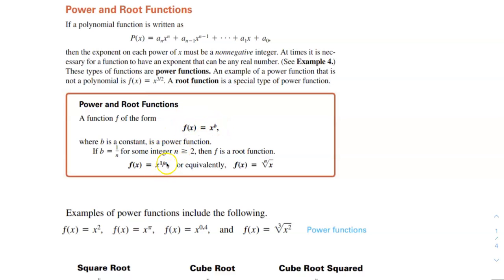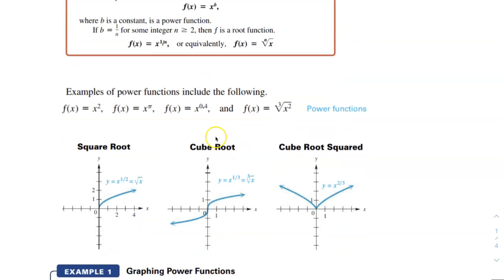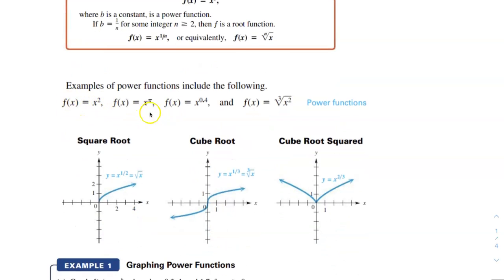So it's 1 over n, which is the same thing as saying the nth root of x. So this would be a root function, hence the nth root. This would be a power function. Some examples include x squared, x to the pi, which is just x to the 3.14, x to the 0.4. This is actually a root function because that's less than 1. Anytime it's less than 1, it's a root function.